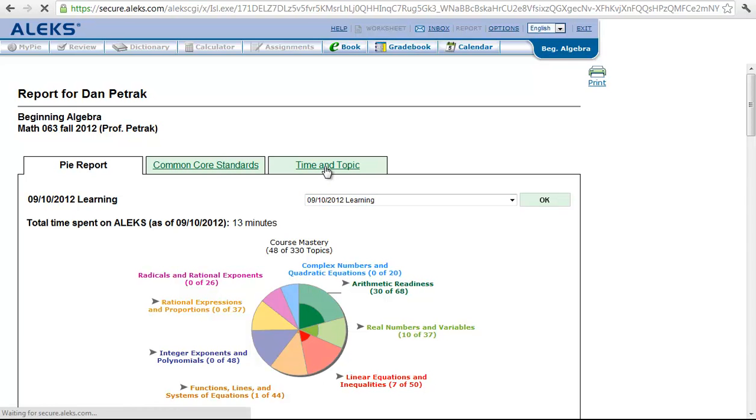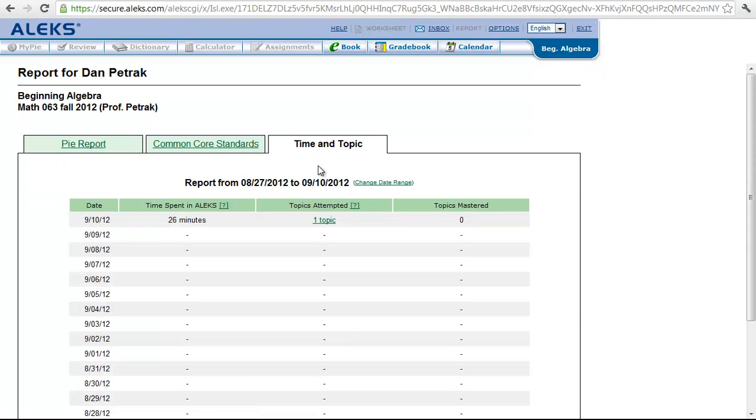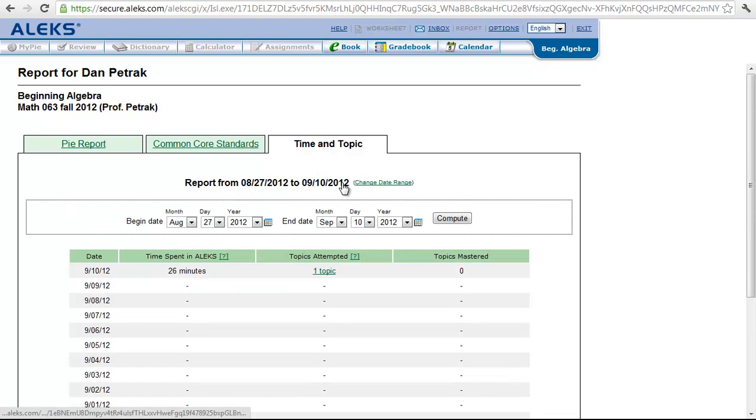And if you're ever curious about that, you can always go in the time and topic tab here, and you can always change the date range. So for this week, we're going to want to go from September 7th, which is last Friday, through September 13th. So that would be this week. And then if you hit compute, it'll tell you how many hours you've worked that week. So make sure you're getting at least your 4 hours.